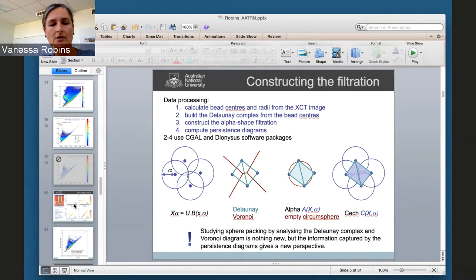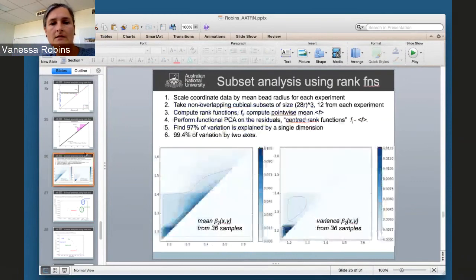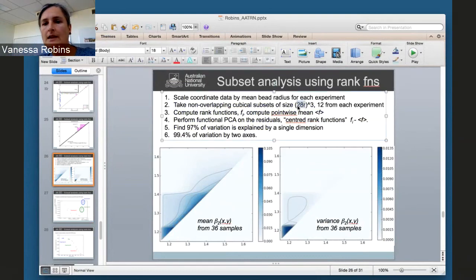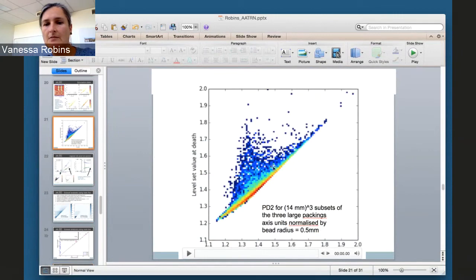That's a really good question. So for the persistence diagrams, I don't take the boundaries into effect. For the statistical analysis, I have about 28 bead-radius-cubed subsets. The boundaries will be influencing the points in the persistence diagram, but I think they're just contributing to these clouds up around here. This is the stuff that's coming from the boundary.